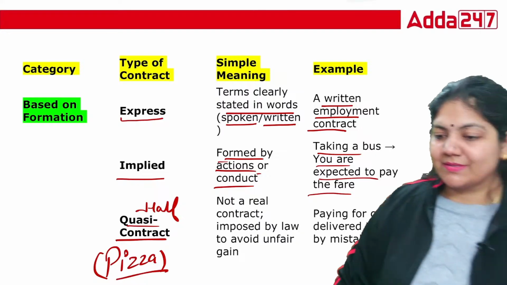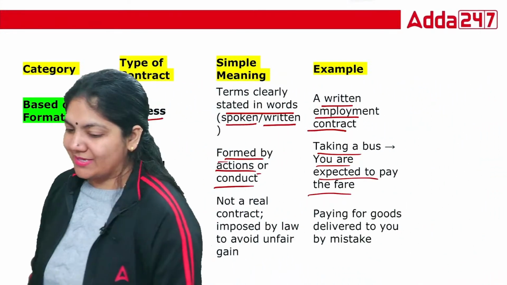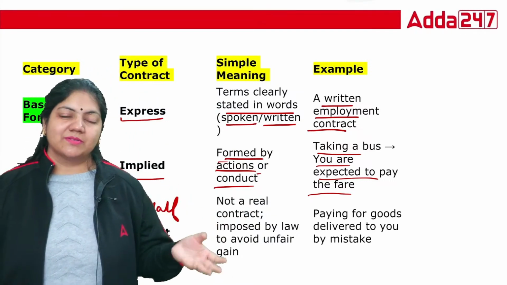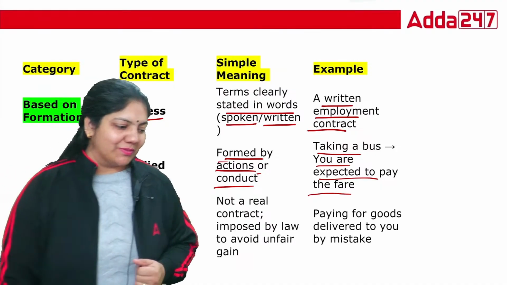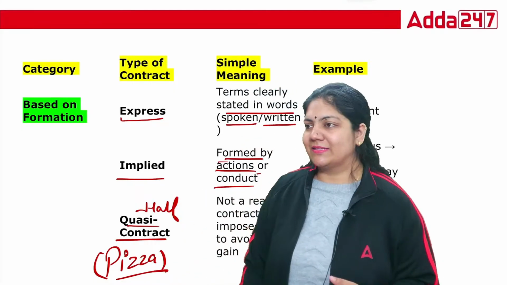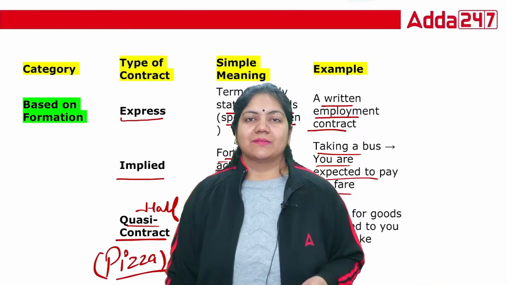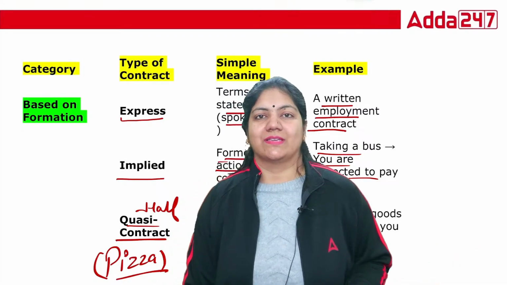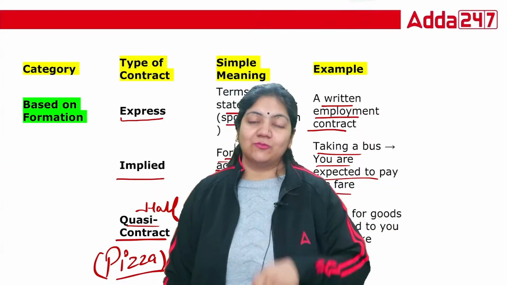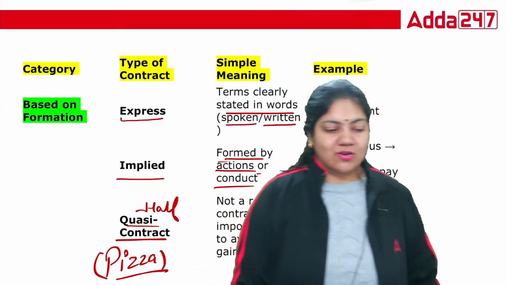So what is the pizza example? Suppose Nikkita ma'am orders a pizza and by mistake the delivery boy gives the pizza to my neighbor. My neighbor just ate all the pizza. So in that case, what will happen? When I call Domino's, they say that ma'am, we have already given the pizza. Then I come to know that my neighbor had eaten the pizza. So what is this? This is called quasi. So now that person has to pay me or give me the pizza. So this is called quasi contract.